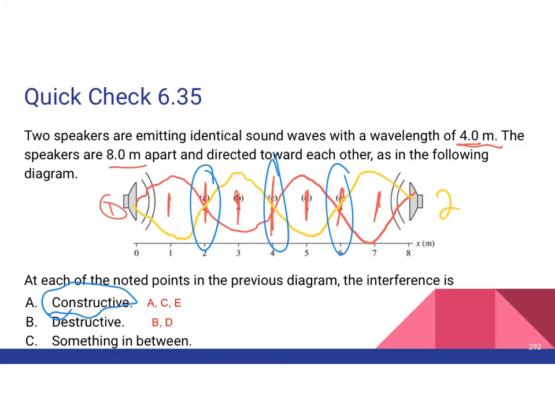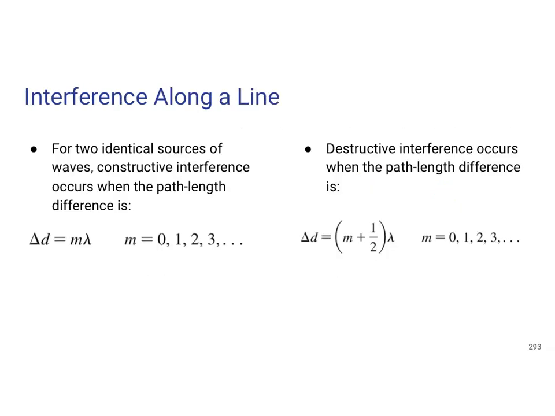Now, what's happening then at B and D? Well, at B, the yellow is at a crest, the red is at a trough. We'll have destructive interference, and oppositely but the same, at point D, the red is at a crest, the gold is at a trough. So again, we'll have destructive interference, and then that will actually cause, technically, the sound waves to cancel out. So here's a quick little summary.